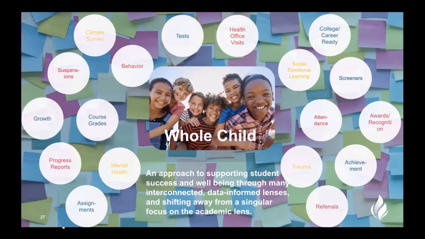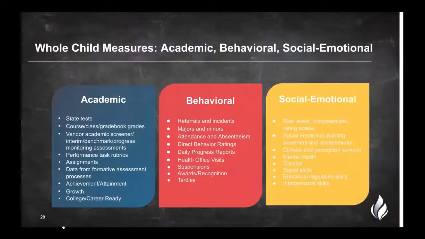When NCLB was introduced, and even when RTI was introduced, there was definitely a narrow, granular focus on that academic perspective. And what we're seeing here is that there are a number of different ways that we should be looking at how students are performing and what their needs are. I think about these measures in 3 different buckets: we have our academic measures, we have behavioral measures, and we have social emotional measures.